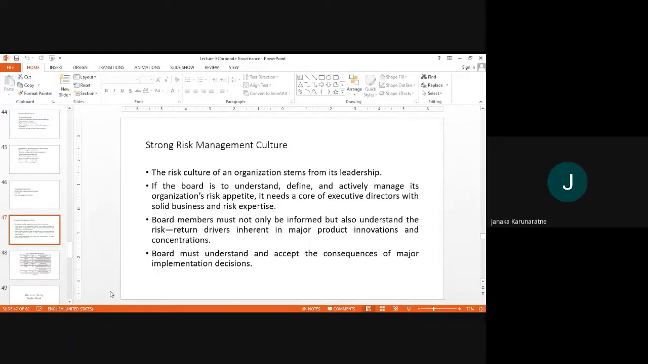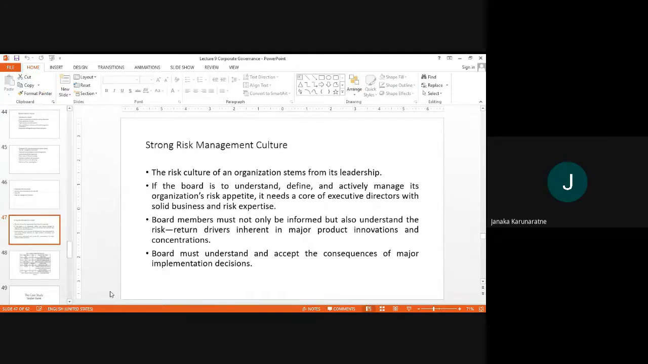Because the board needs to understand the risk properly, what is the risk appetite? So you should have a core of executive directors with solid business and risk expertise. They, who are part of the board, must be adequately knowledgeable about risk and business. The board members must not only be informed but also understand the risk return drivers.